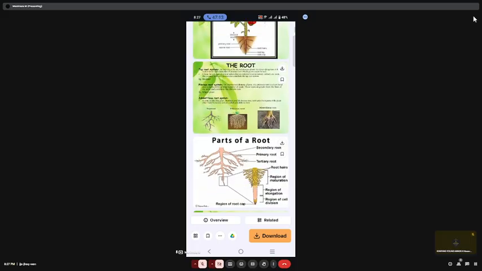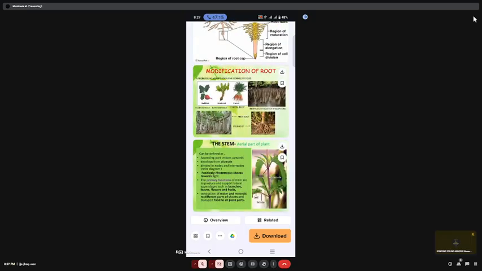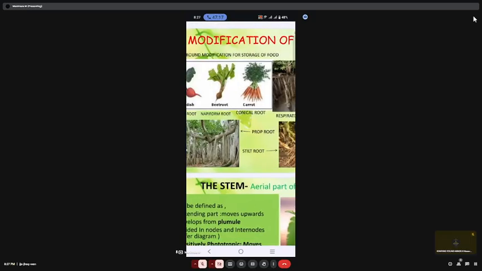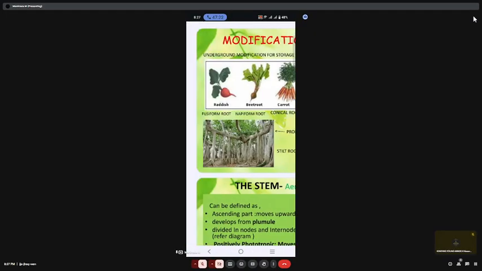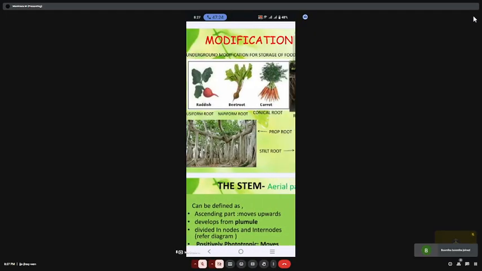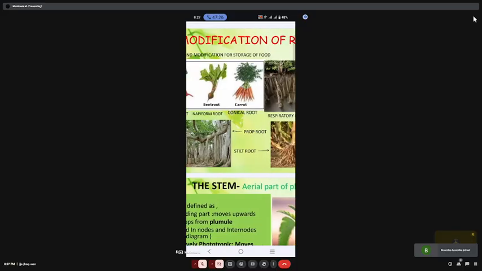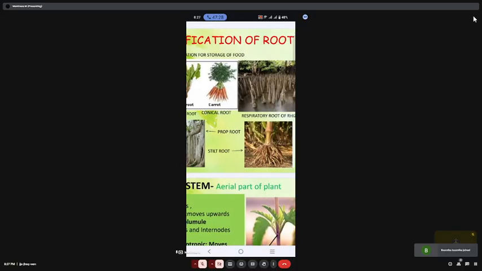Got it? Yes, ma'am. Yes, the modification of root. See, underground modification is storage root, of 3 types. One is radish, which is a fusiform root. Napiform is beetroot, conical is carrot. And another modification of root is the respiratory root.